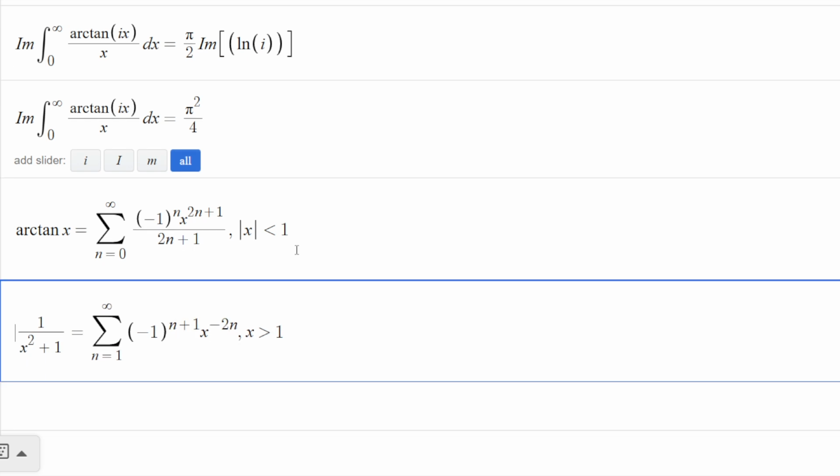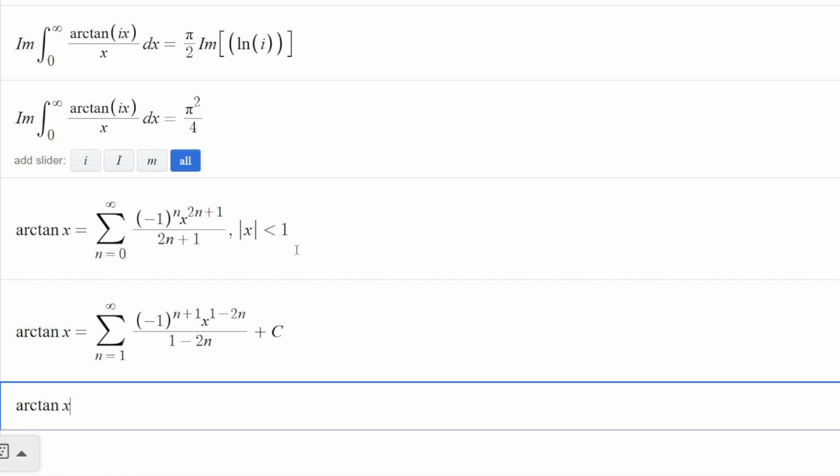What about on this side? Well, on this side, we're going to get arctangent x again. And if we integrate this, we'll end up getting x to the 1 minus 2n over 1 minus 2n, and then, of course, plus c. Now, this doesn't work exactly like expected. Watch.